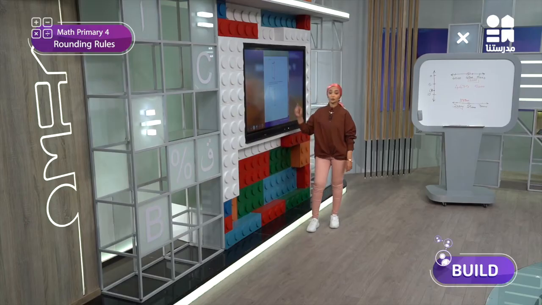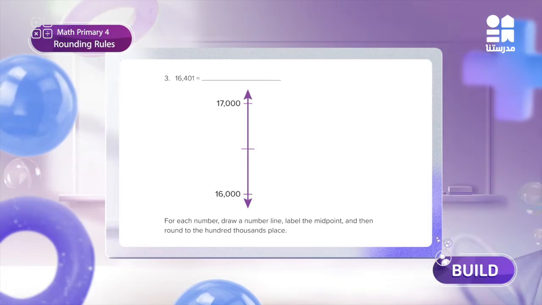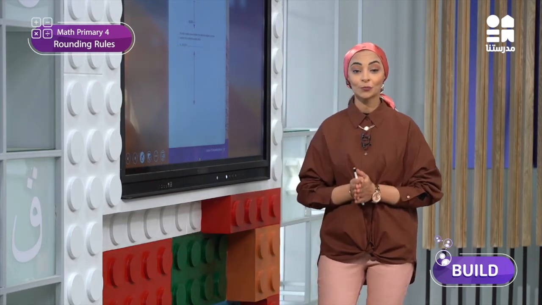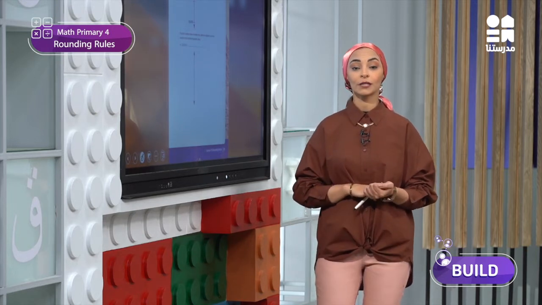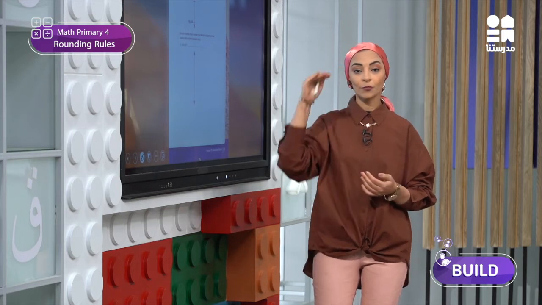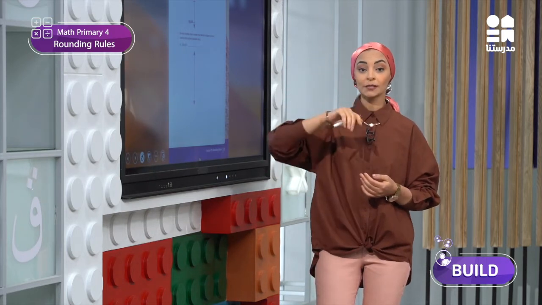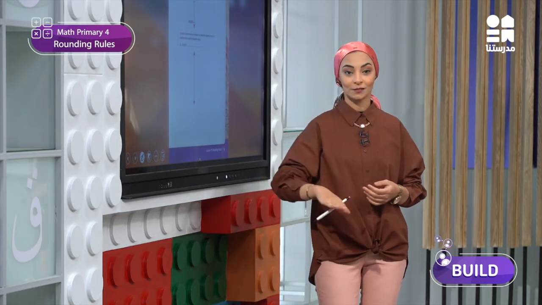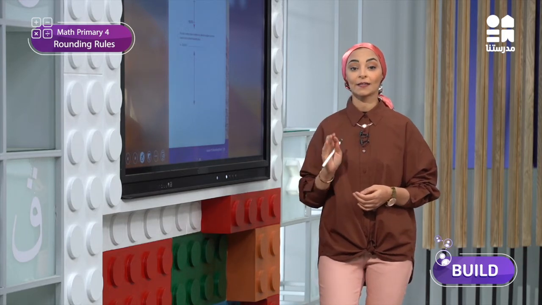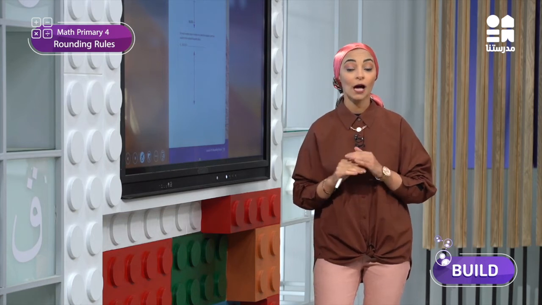Okay. Now let's move to question number 3. Yes, this question will be very easy for you. You will do it on your own, in the same way. Now, have you realized that it is very important to identify the midpoint? We learned the importance of the midpoint: if the number is above the midpoint, we round it up. If the number is above the midpoint, you will round it up. If it is under the midpoint, we will round it down. If the number is exactly at the midpoint, what will we do? We will round it up or down.